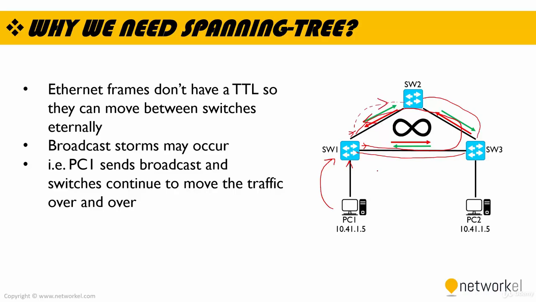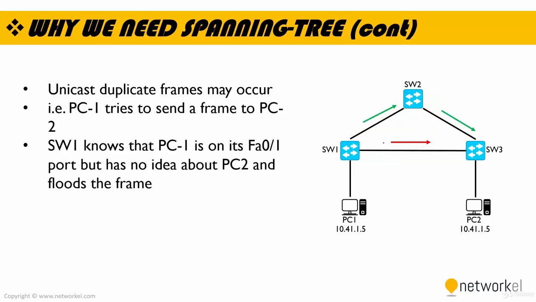And as you can see, we can face broadcast storms in a topology like that, because Ethernet frames don't have a time to live value. Another answer to the question of why we need spanning tree is that we can face unicast duplicate frames. For example, PC1 tries to send a frame to PC2.